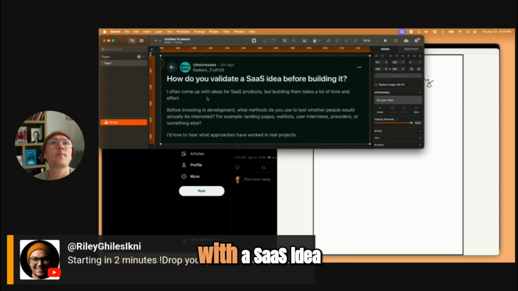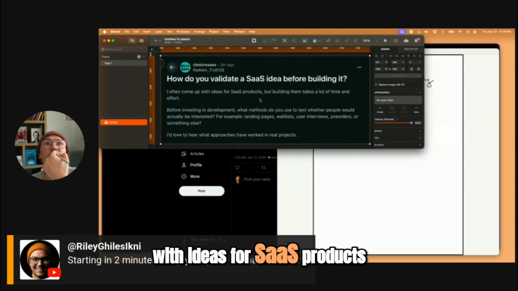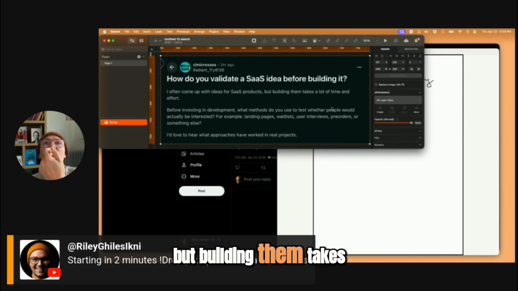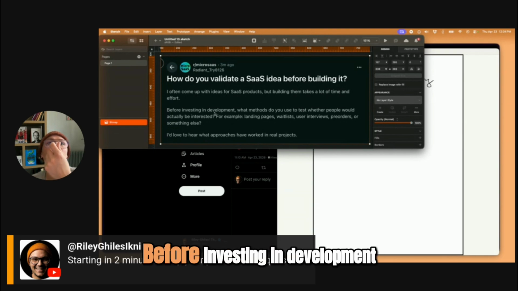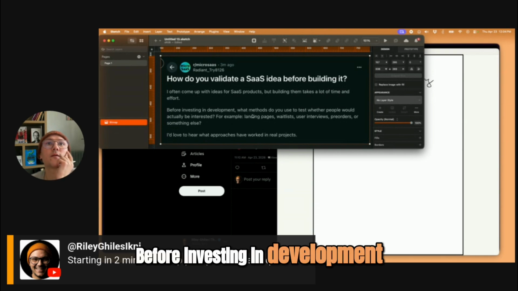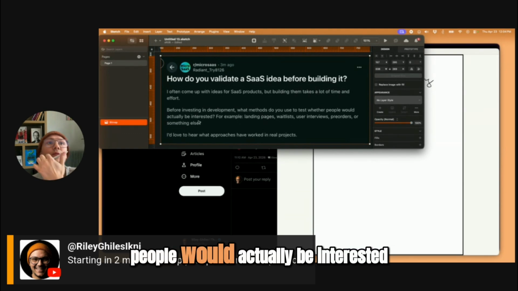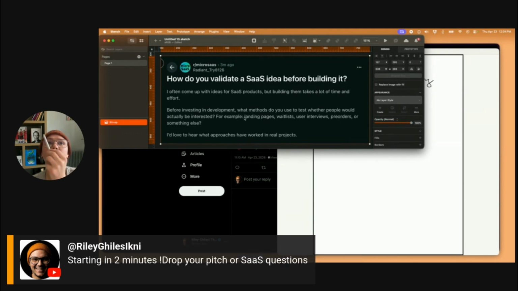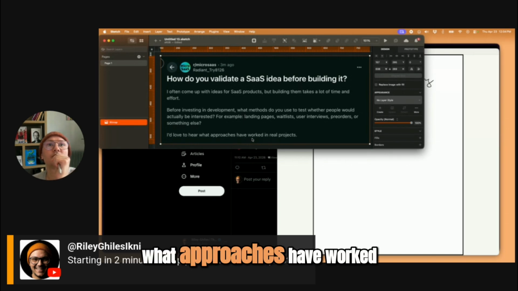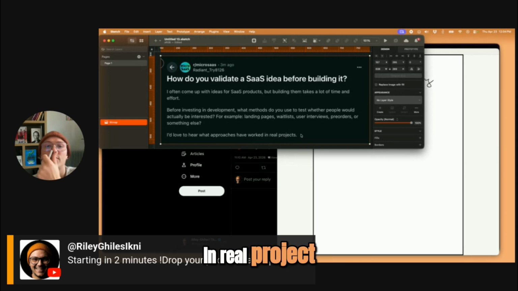I often come up with a SaaS idea. Okay, so number one problem: I often come up with ideas for SaaS products, but building them takes a lot of time and effort. Before investing in development, what methods do you use to test whether people would actually be interested? I'd love to hear what approaches have worked in real projects.